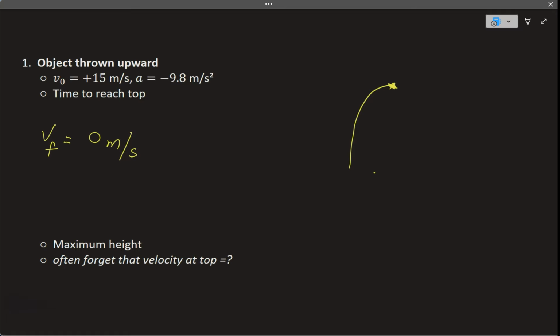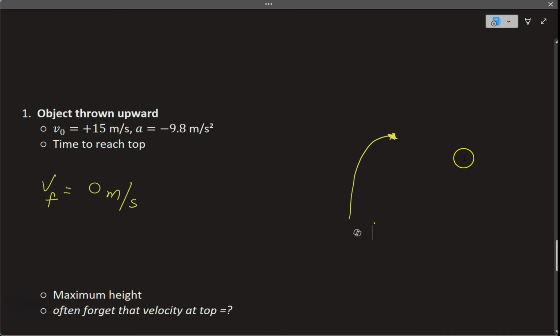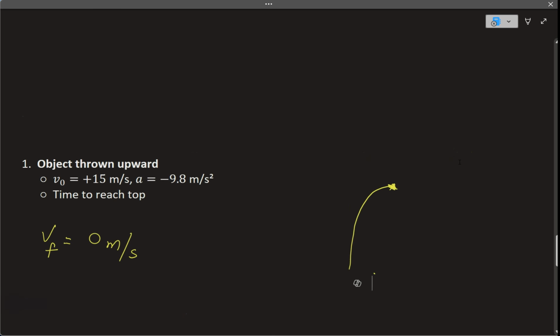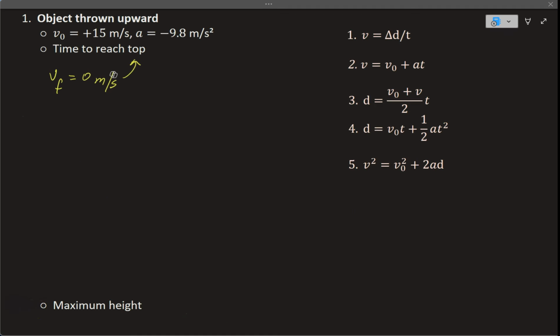So it goes up and holds for a fraction of a second, then drops. So V final is 0, and then you go back and ask which of the five equations we can use. What do we have? We have initial velocity, final velocity, and acceleration. We want to know the time, so we can use this one again, number 2. Okay, so here it is.